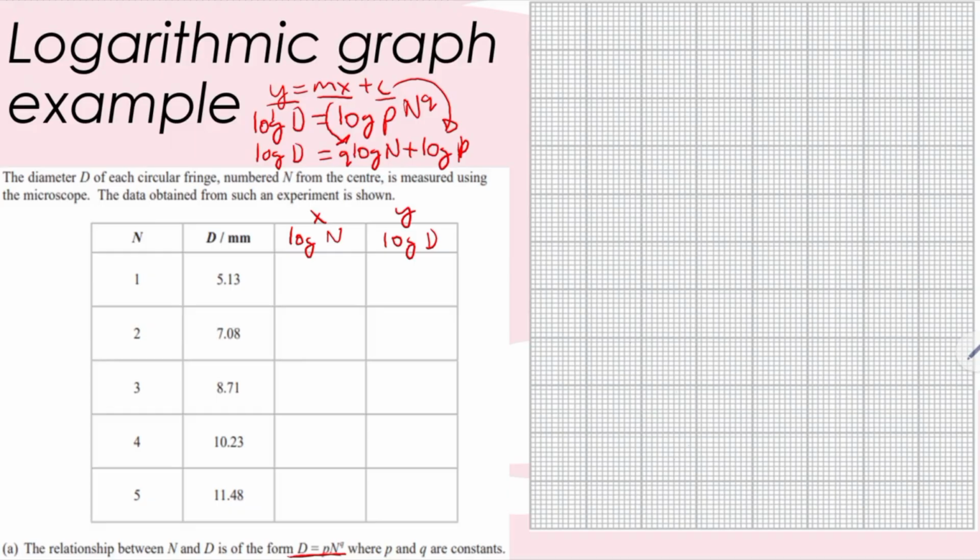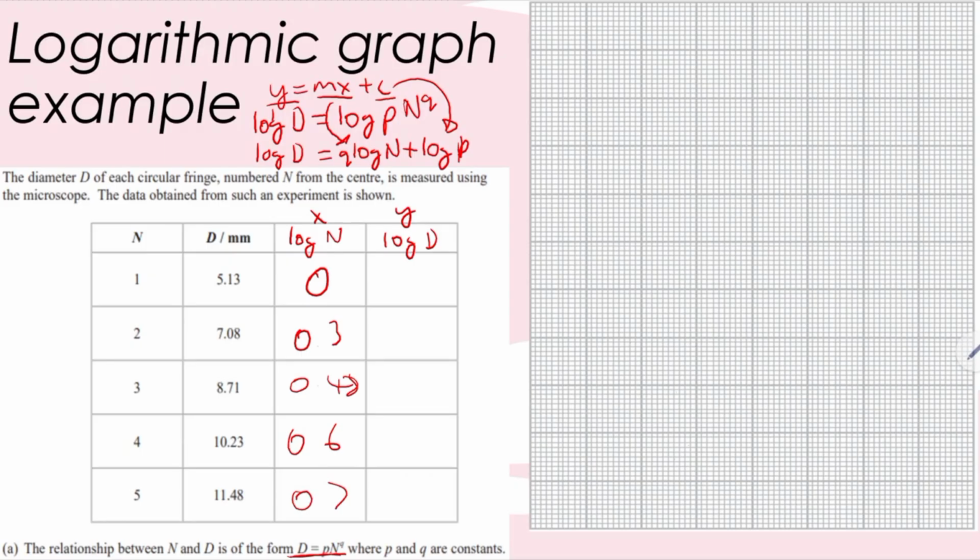So log 1 is what we need to do first. So log 1 equals 0. Log 2 equals 0.3. Log 3 equals 0.48. Log 4 equals 0.6. Log 5 equals 0.7. And now we need to do the log d column.